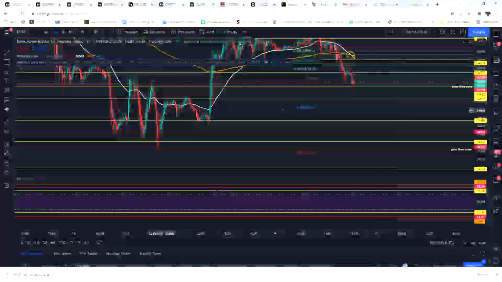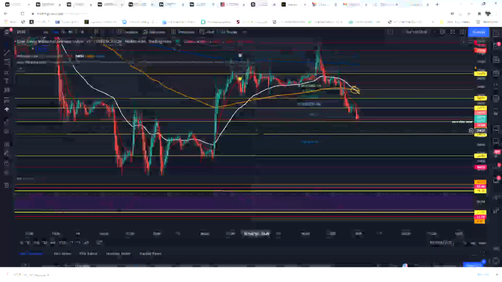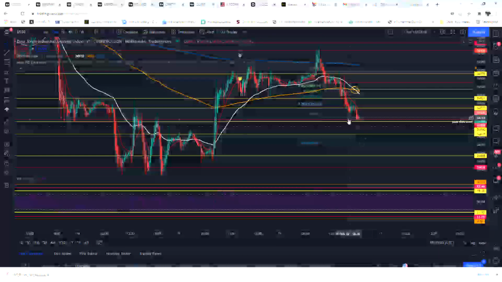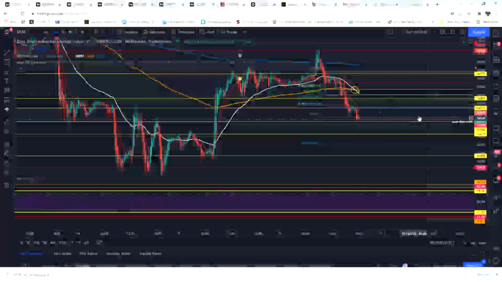I hope you've learned a lot. The 15-minute chart is the one I really like to look at for the death cross to see if it's going to be true. And if it is true, we're going to get paid very well.